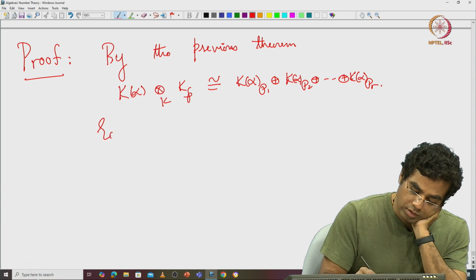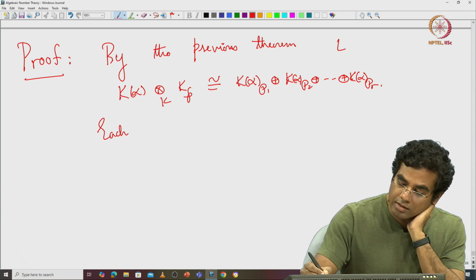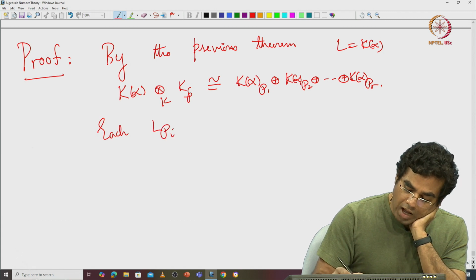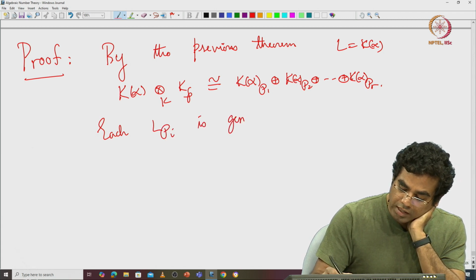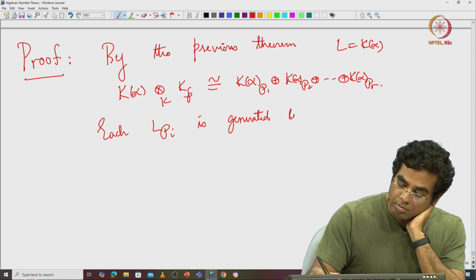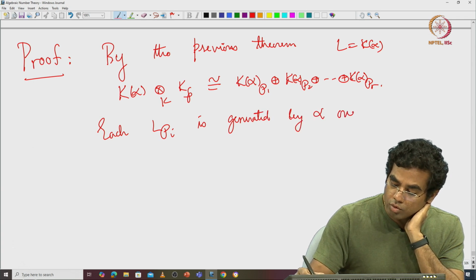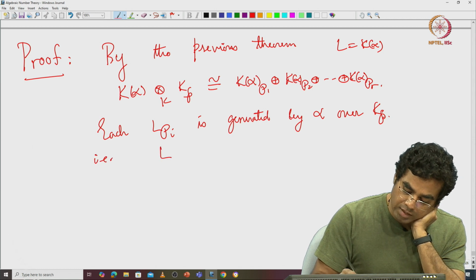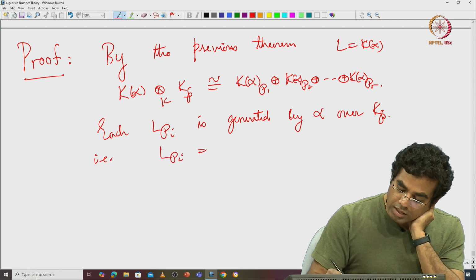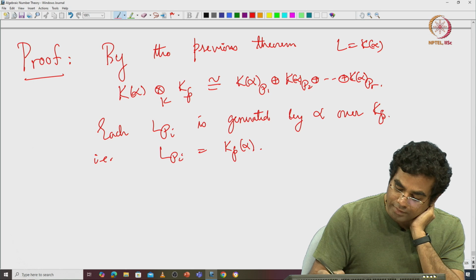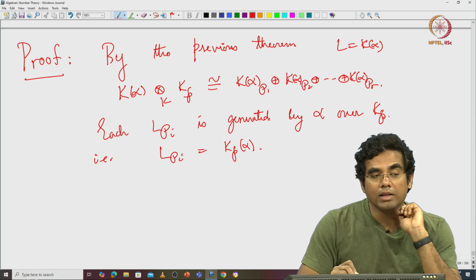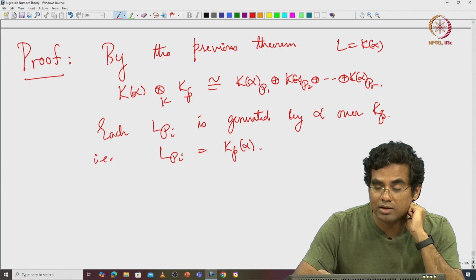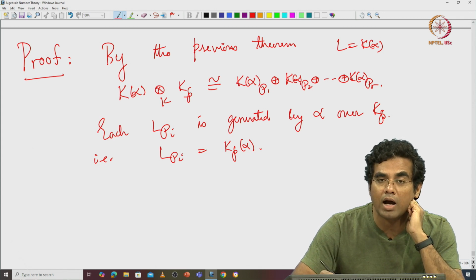So, L, remember, is K alpha. So, each L_{P_i} is generated by alpha over K_p, okay. In other words, L_{P_i} is equal to K_p alpha, okay. And again let me point out the subtlety. It seems that the right hand side does not depend on i, right.